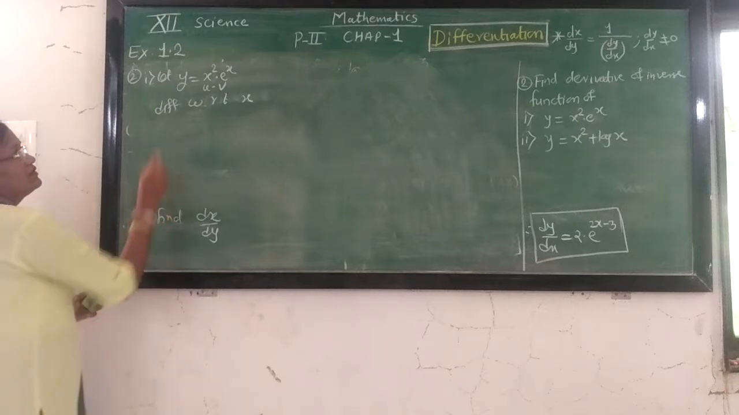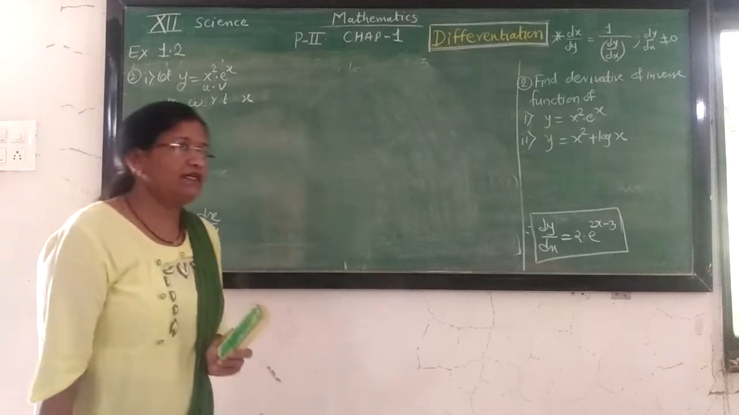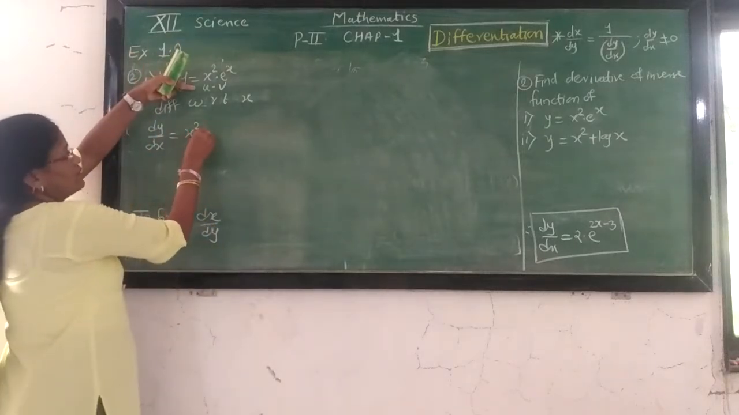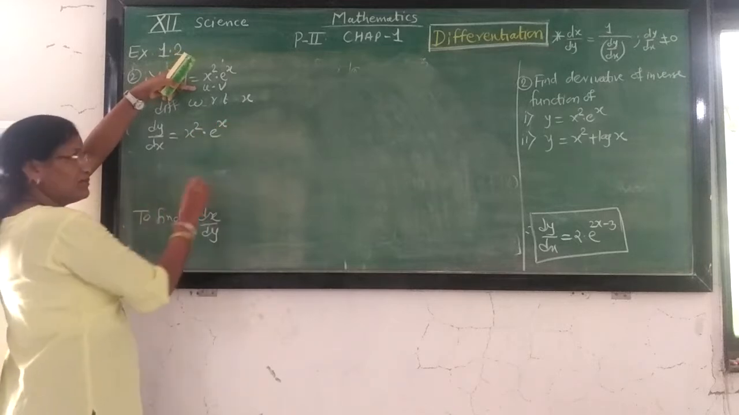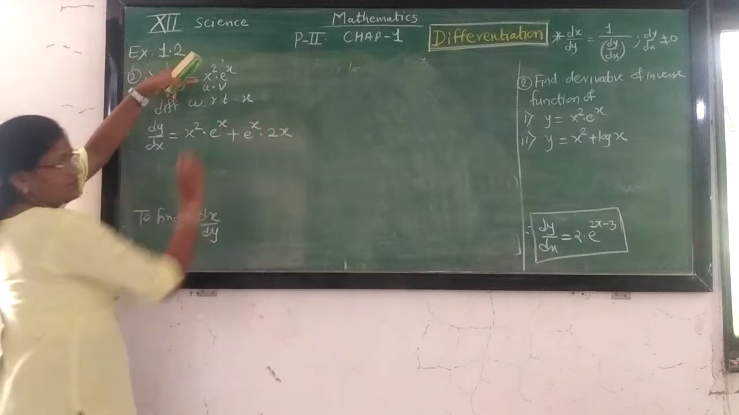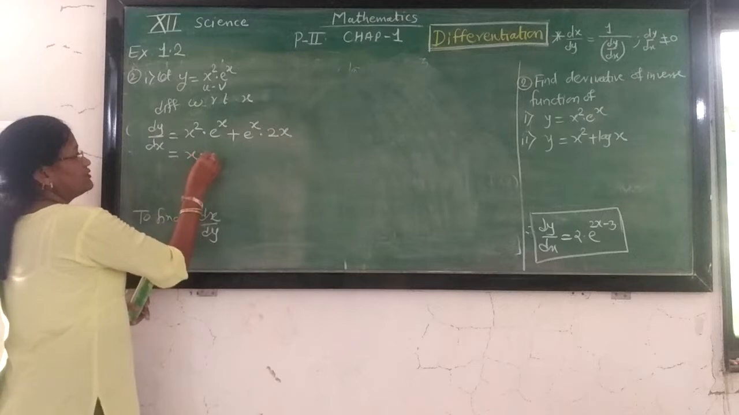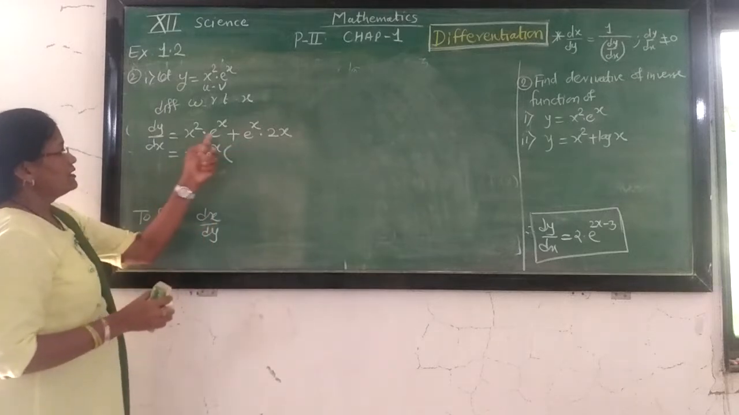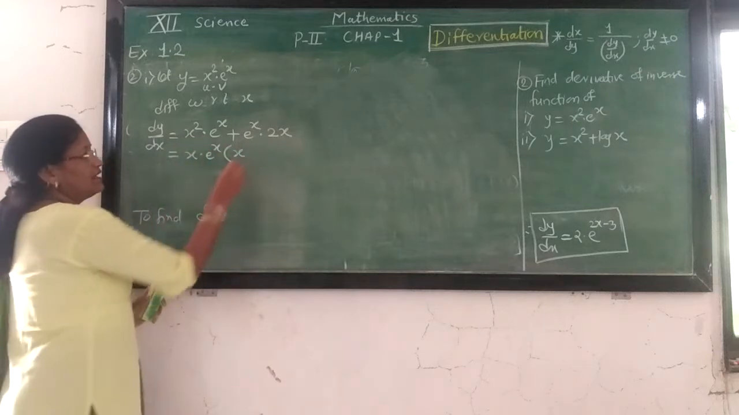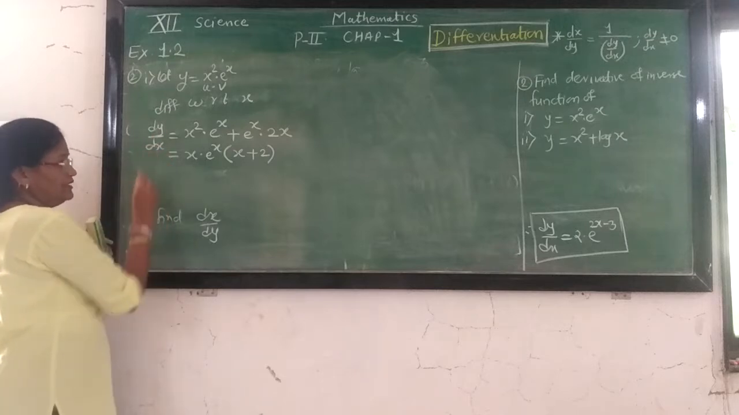Using the product rule, u into v, differentiation of y with respect to x, dy by dx. The derivative of a product function is first function multiplying the derivative of second plus second function multiplying the derivative of first function, that is 2x. Derivative of x square is 2x. Take down here x into e raised to x as common. e raised to x into (x plus 2) times x into e raised to x. So only one x remains and the remaining term is only 2. So this is the value of dy by dx.